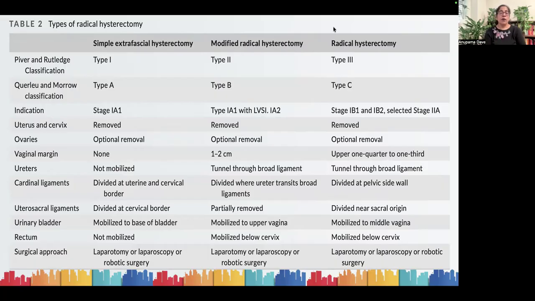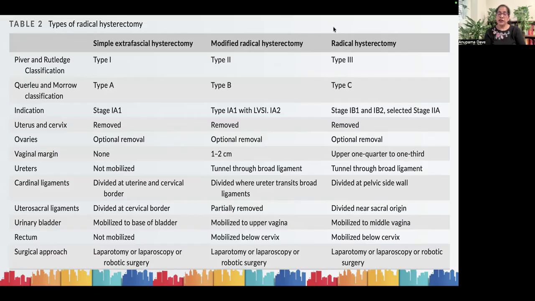If you look at type 1, which is a simple extrafascial hysterectomy, the indication is stage 1A1. Uterus and cervix are removed. Removal of ovaries is optional. Vaginal margins are not to be removed. The uterus is not mobilized. Cardinal ligaments are divided at the uterine and cervical border. Uterosacral ligaments are divided at the cervical border. The urinary bladder is mobilized only up to the base of the bladder.